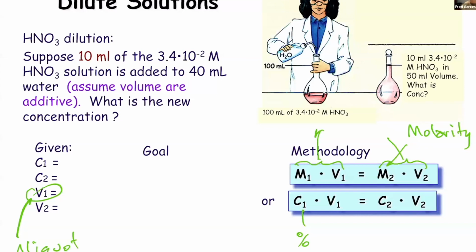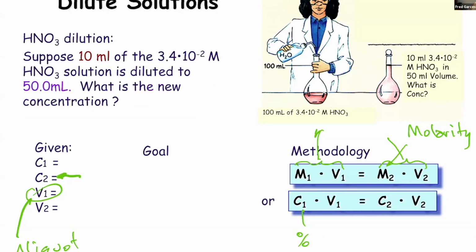What is the portion of that stock solution that is used? And then you're generally calculating the new concentration in its new volume. So this is a way of doing a shortcut. C1V1 equals C2V2, okay? In this particular case, suppose you have 10 mL of 3.4 times 10 to the minus 2 molar of nitric acid, and it's diluted to 50 milliliters.